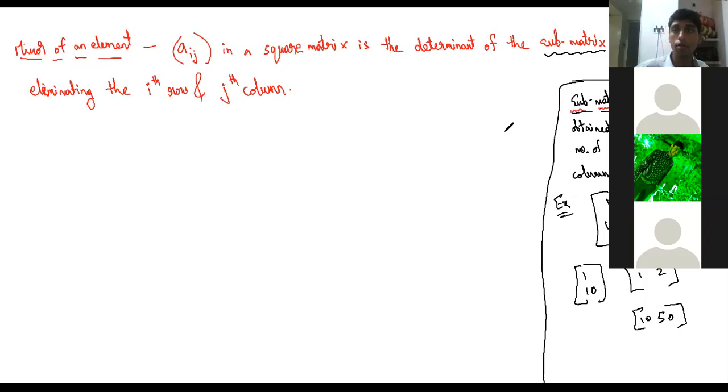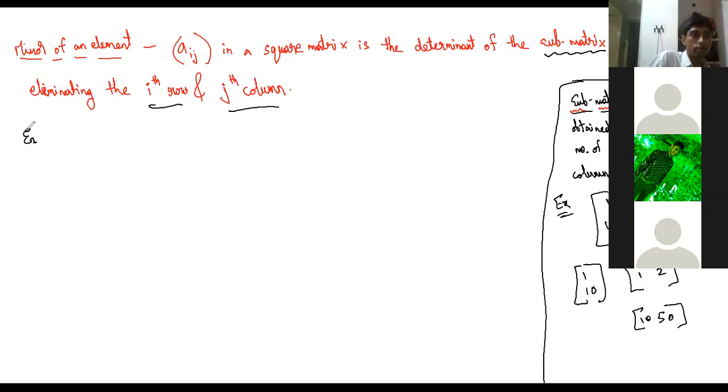Minor is a very simple concept. Most of you might be knowing it also. Minor is the determinant of the submatrix obtained on eliminating. When you're dealing with the minor of a square matrix, you're eliminating a row and a column. If you eliminate 1 row and 1 column from a square, you get another square matrix. If the order was n, you'll get a square matrix of order n minus 1.